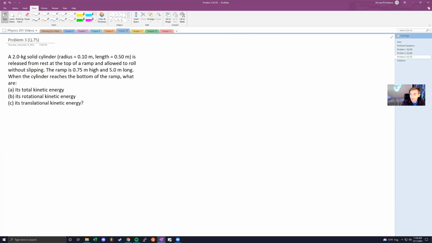So we want to consider a 2.0 kilogram solid cylinder with respective radius and length. It's released from rest at the top of a ramp and allowed to roll without slipping. See, those kind of conditions are given to us. So the ramp is 0.75 meters high and 5 meters long. When the cylinder reaches the bottom of the ramp, what is the total kinetic energy, rotational kinetic energy, and translational kinetic energy? Okay, so let's actually define what this system looks like.